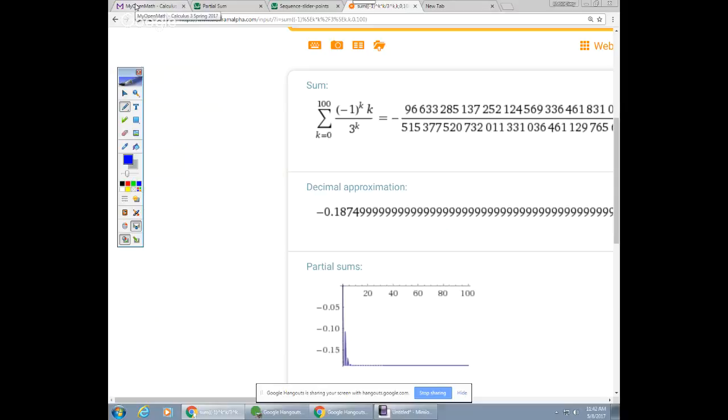Let's see, this is 1.7. No, this is 1.6 stuff. So the sum as k goes from 0 to infinity of (-1) to the k times k over 3 to the k seems to be 3/16. All right.